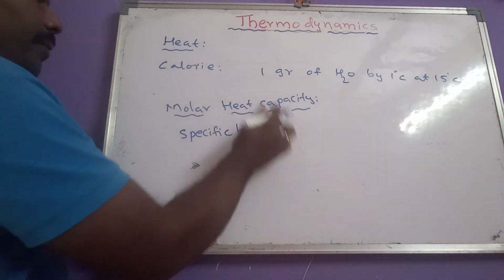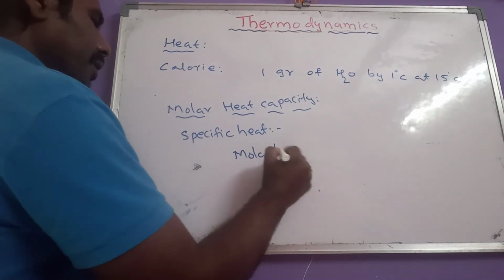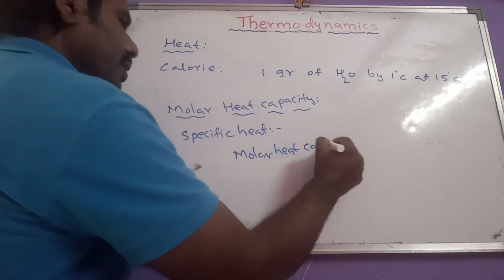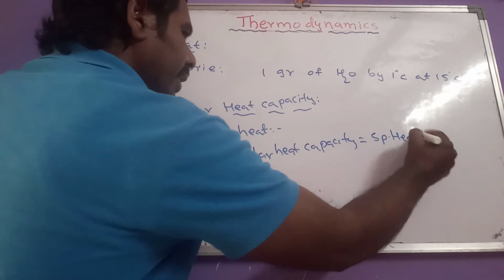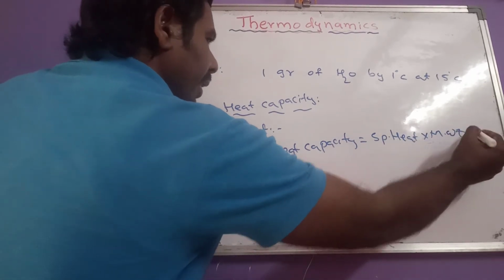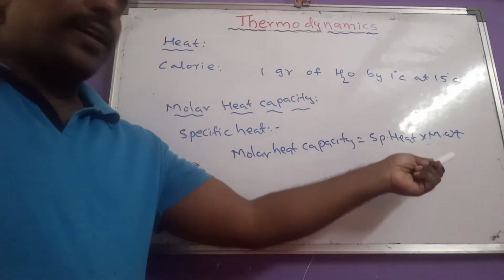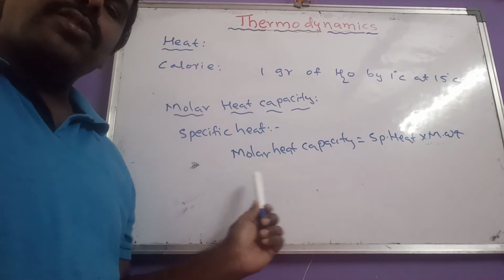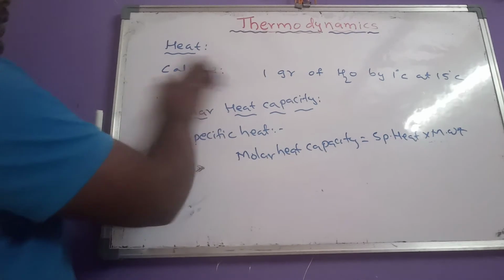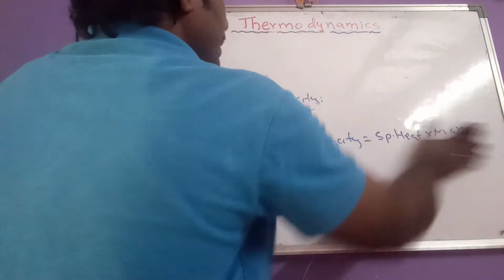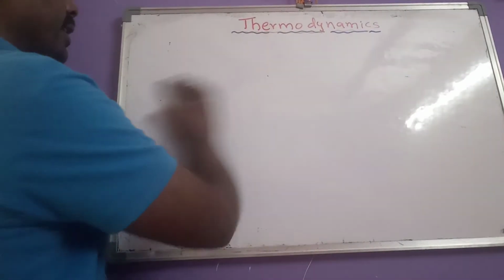So the relation between molar heat capacity and specific heat: if you want to calculate molar heat capacity using specific heat, what do we have to do? Specific heat into molecular weight. Because specific heat relates to 1 gram, if it is multiplied by its molecular weight, that equals molar heat capacity. So these are the definitions of heat, calorie, molar heat capacity, specific heat, etc.